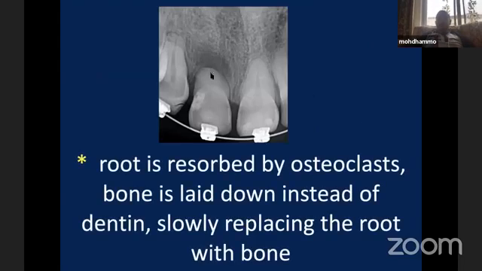So we can see here we have root resorption, and the bone trabeculae replaced the root here. So the root is resorbed by osteoclasts, bone is laid down instead of dentine, so they are slowly replacing the root with bone.